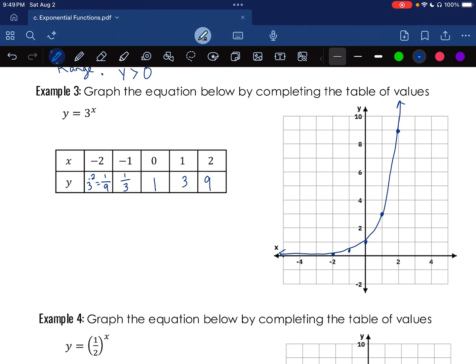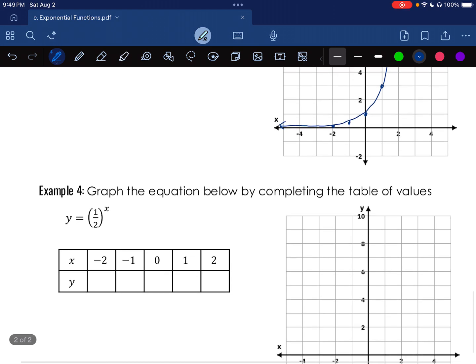And so next we have this one. So 1/2 to the negative second, right? We're going to have the reciprocal, which means that this is going to become 1 over 1/2 squared, which will be 4. This will just be 2, 1, 1/2, and 1/4. So you can see here how this is actually going to get smaller from left to right.